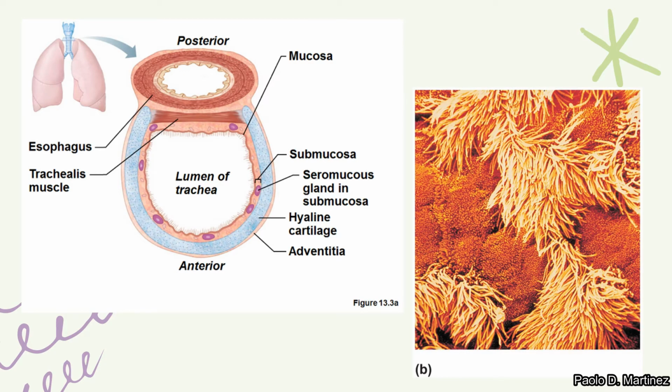Now we have an illustration of how the trachea is made. In the center, you can see this label called the lumen of trachea. The lumen of trachea acts as a channel that traps all of the particles directed towards it by the mucosa. We can also see the different parts of the trachea that surround it. First is the hyaline cartilage, then we have the adventitia, then the seromucous gland in the submucosa, and the trachealis muscle.